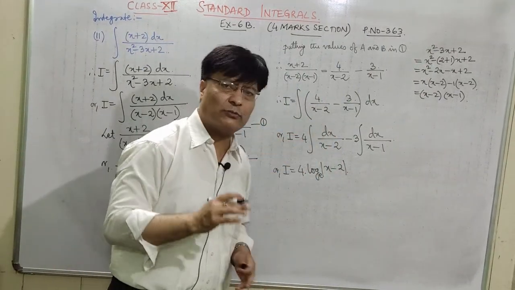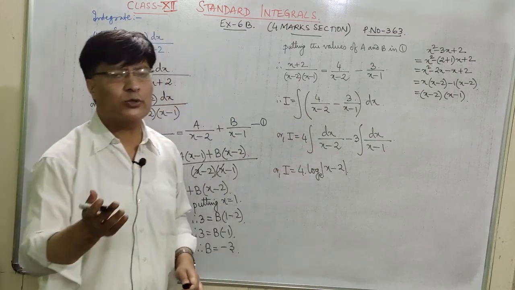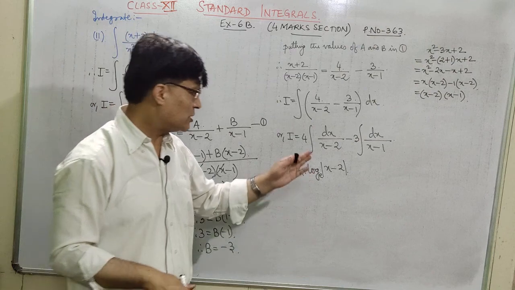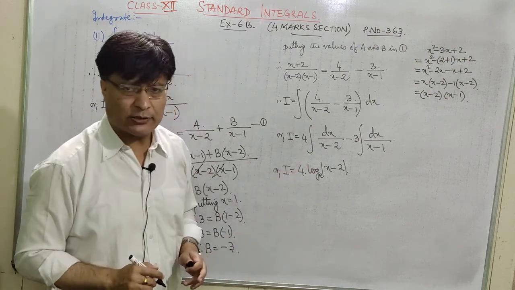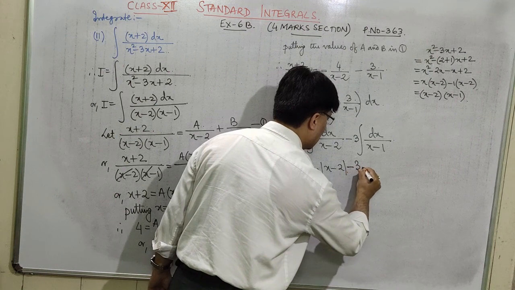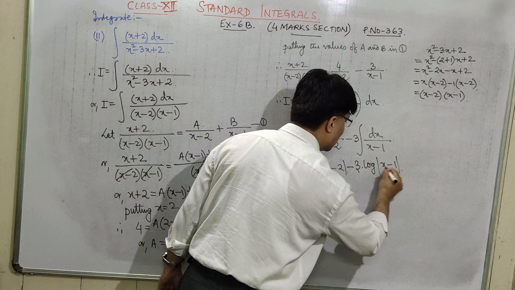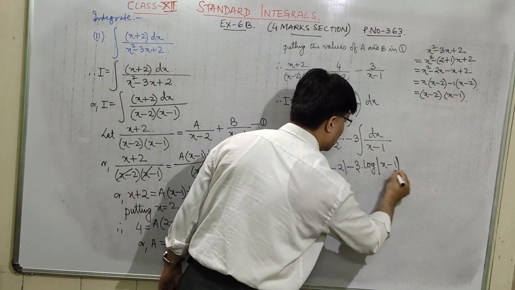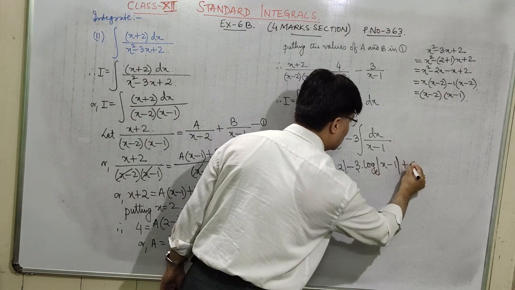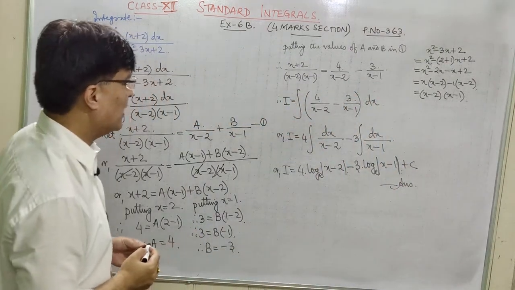Again you have to differentiate the term which is assumed as x. That is, differentiation of x minus 2 with respect to x is always 1. So it is dividing by 1. Since it is 1, you don't have to write it. So minus 3 into log within mod x minus 1, and here the base is e, then plus c. So this is the final answer.